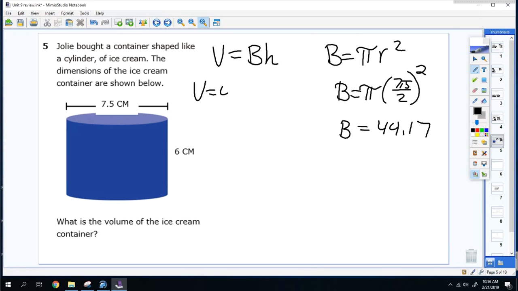So you plug that in, 44.17 times the height of the cylinder, which is 6, and you get 265.07.